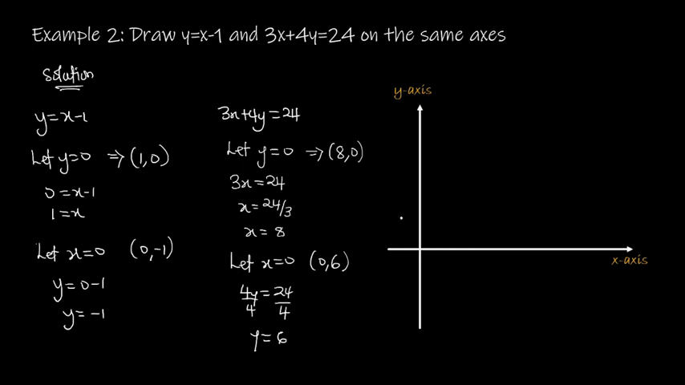Cartesian plane. So I have my y-axis, my x-axis, this is my origin. So I can go ahead and label my axis. I have 1 here, 2, 3, 4, 5, 6, 7. I have here -1, -2, -3. I have here 1, 2, 3, 4, 5, and 6. Okay, so this is 8.